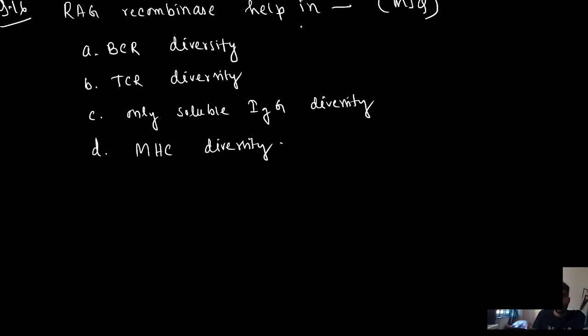Okay, RAG recombinase. This is a typical MSQ. RAG recombinase is an enzyme. The question is: RAG recombinase helps in BCR diversity, TCR diversity, only soluble IgG diversity, and MHC diversity.